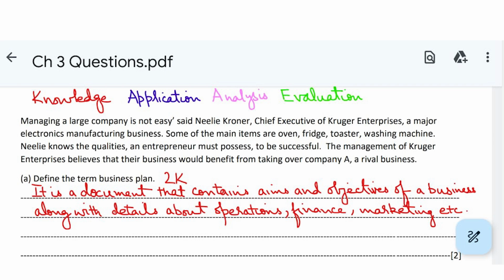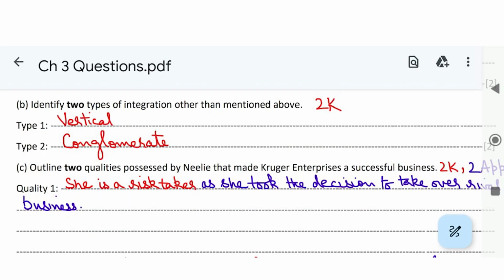Now, similarly, if I talk about part B, the command word identify is there. Again, only the knowledge objective is to be met. Identify 2 types of integration other than mentioned above. So I mentioned vertical and conglomerate. But remember, some students actually write horizontal as well. Horizontal cannot be written here because you won't get any marks for that. The reason is that in the question they said other than mentioned above.